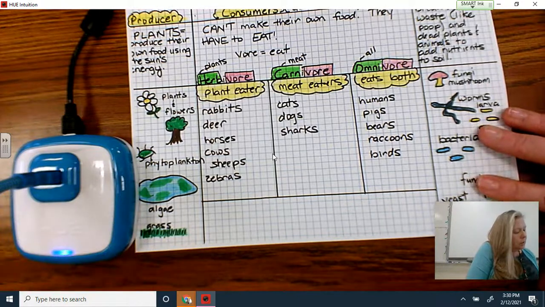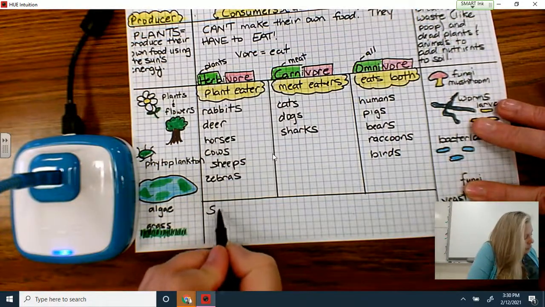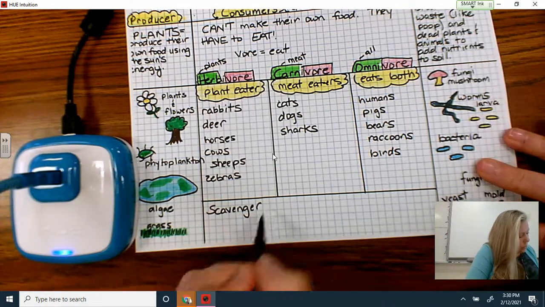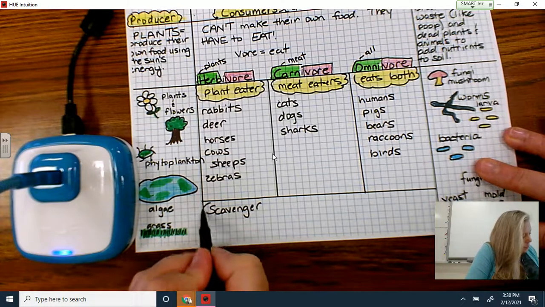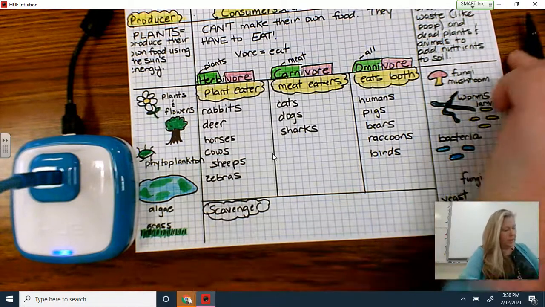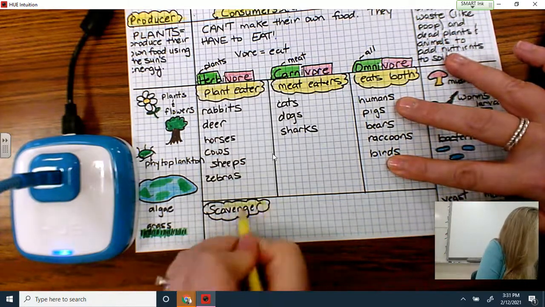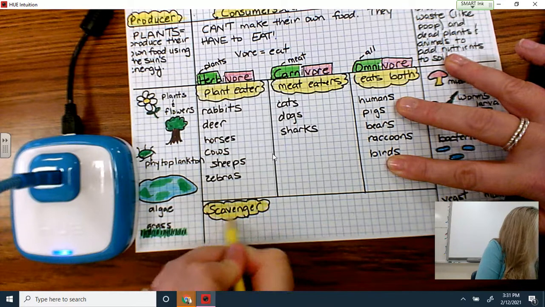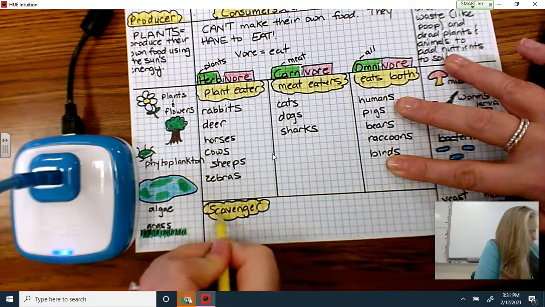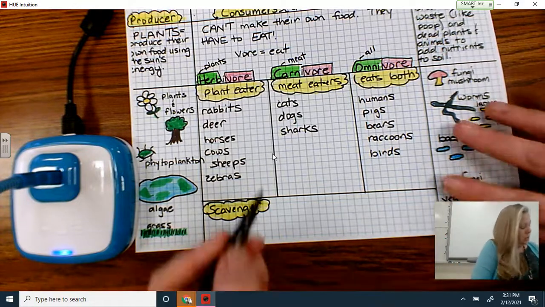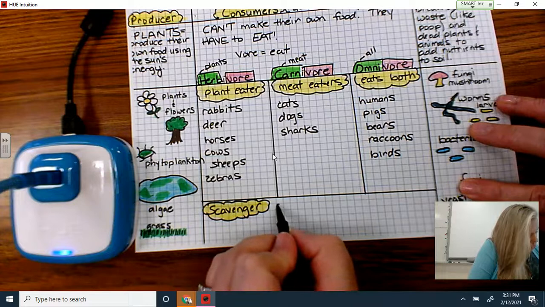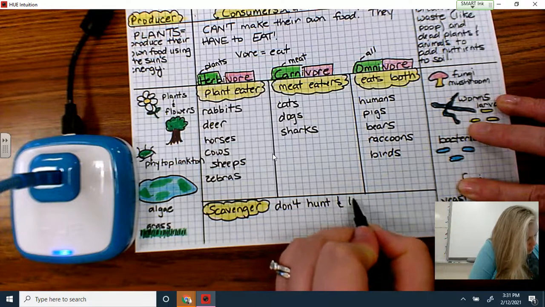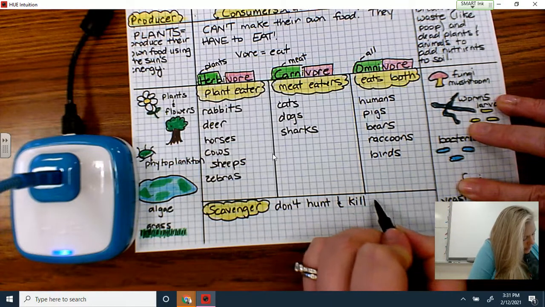And the last kind of consumer, because remember I said 4 types, is called a scavenger. Now, scavengers are really easy to get mixed up with decomposers, but they're not the same thing at all. So what we're going to do is cloud that in and highlight it. A scavenger is an animal who doesn't hunt, but instead eats the leftovers of other meat eaters. So scavengers in general don't hunt their food and kill their food. They get their energy by eating leftovers.